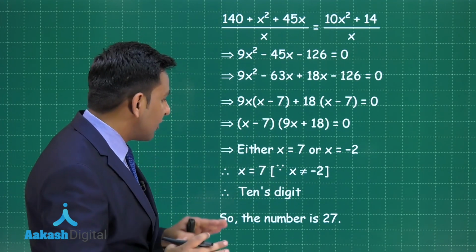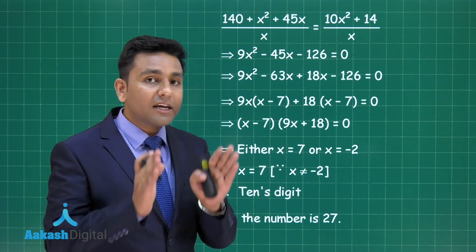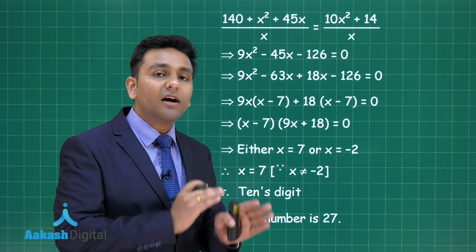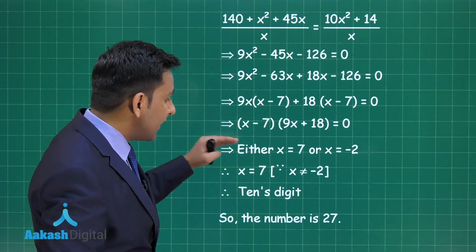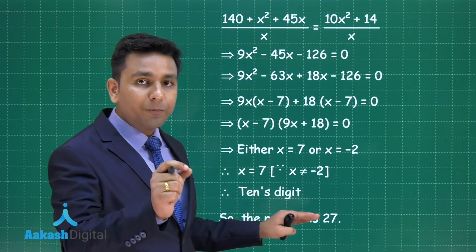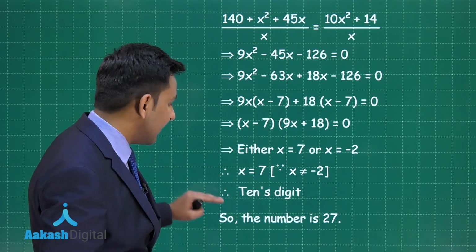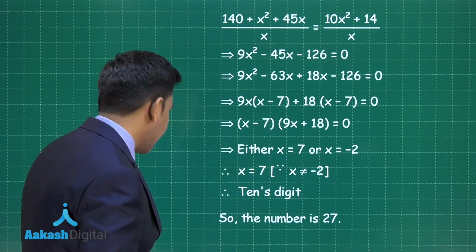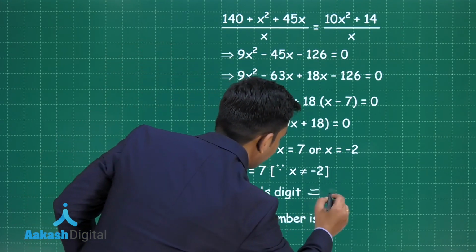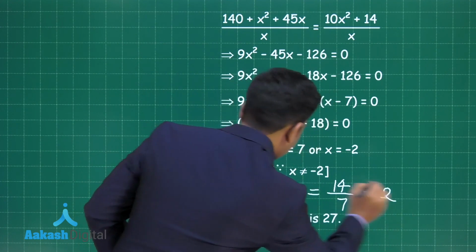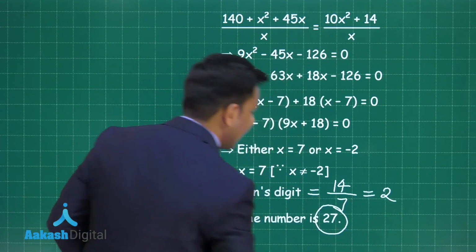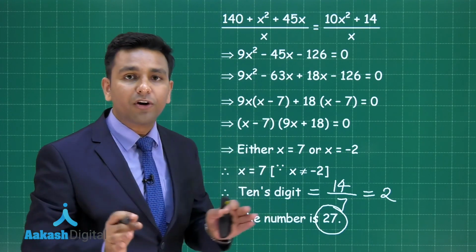So here we can conclude the unit digit of the given number is 7, and as per our assumption the tens digit of the number is 14 divided by 7, that means 2. So here we can write the number is 27. The tens digit is equal to 14 divided by x, x is 7, so we write 2, and the number is 27, and this is the answer for this question.